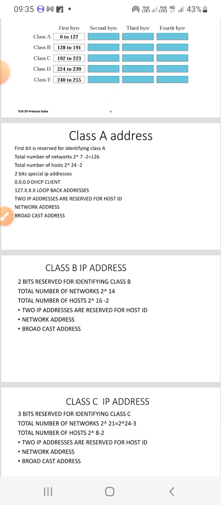Class A address. What is a class A address? The first bit is used for identifying class A. In an IP address, 4 bytes, that is 4 octets, are available. In those 4 octets, the first bit is used for identifying class A.